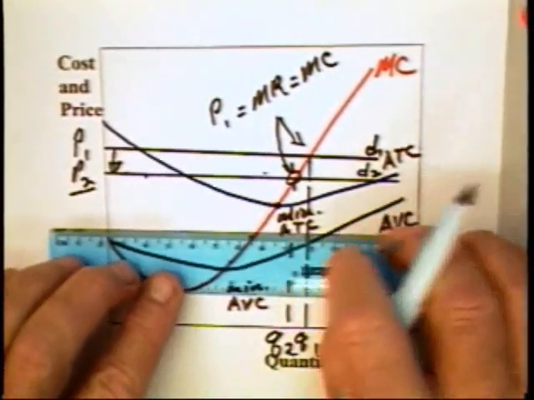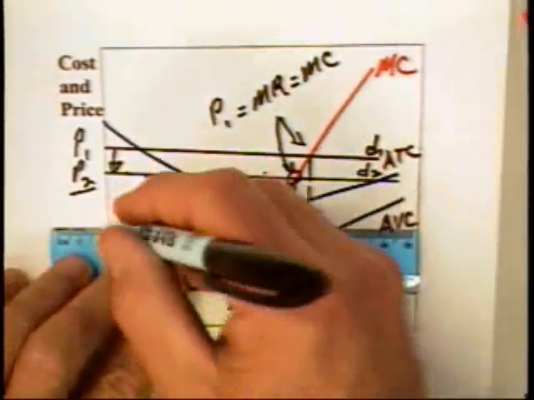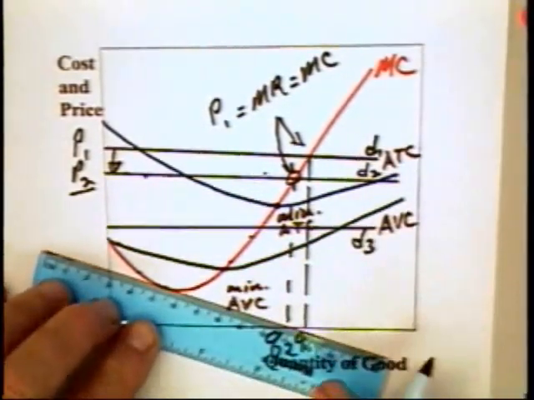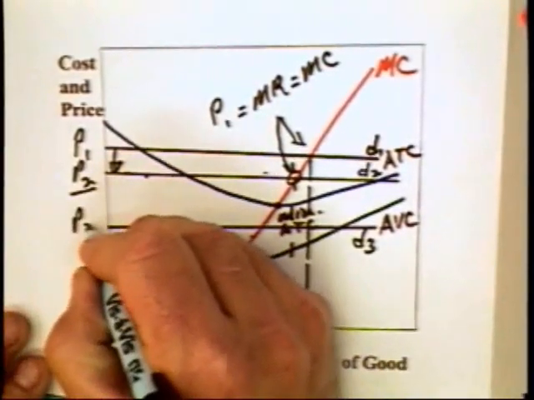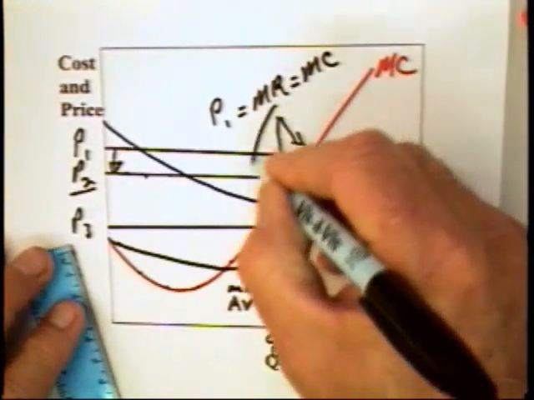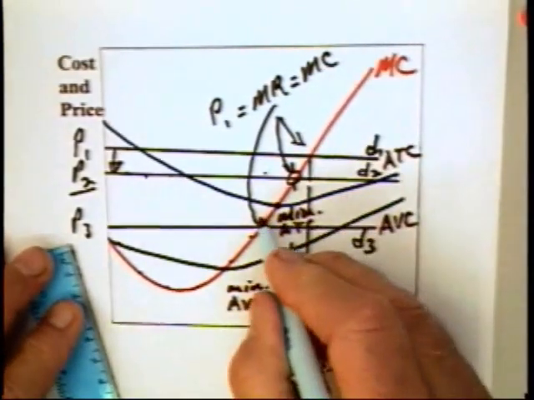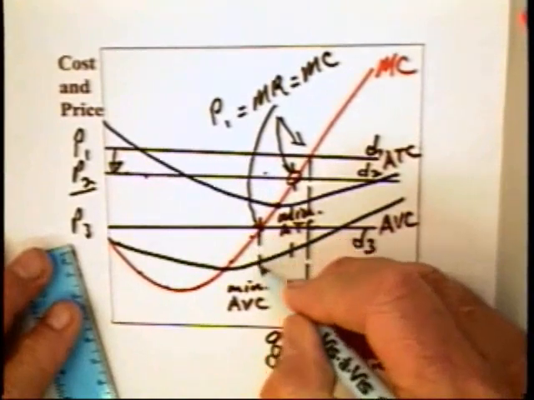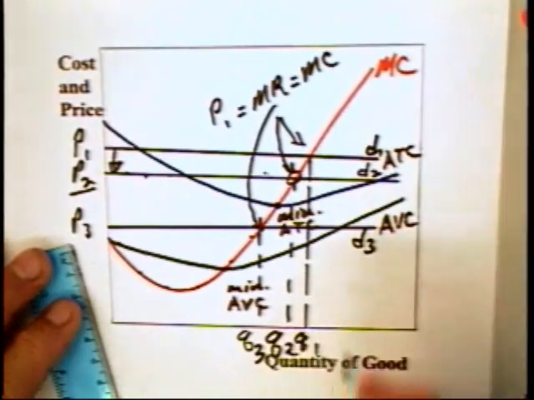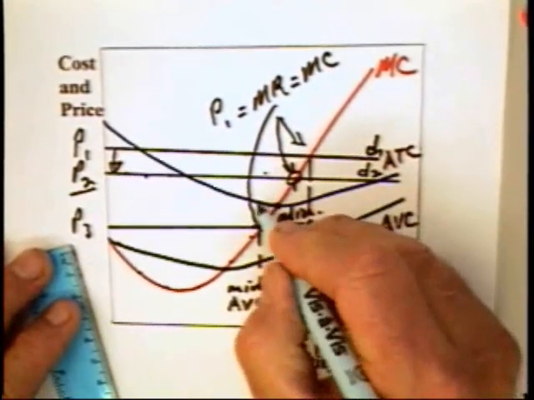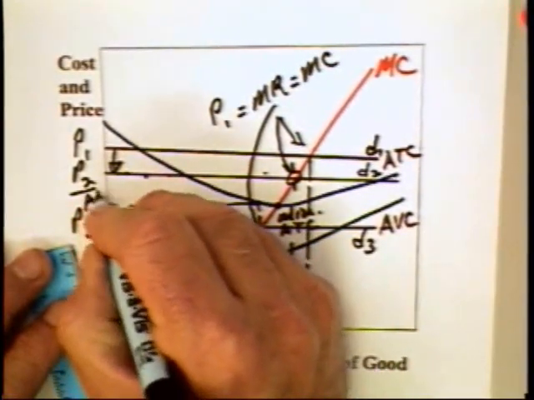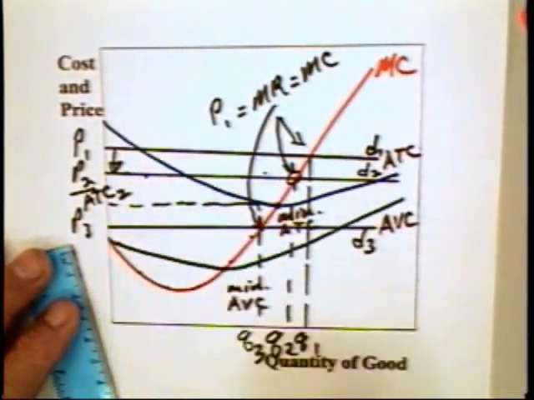Suppose that the price goes all the way down to this point. What should the firm do? When its demand curve, its marginal revenue is equal to P3. Well, again, it should produce where marginal cost is equal to marginal revenue, or an output level equal to Q3. Now, in producing that output level, you will notice that the average cost of production is greater than the price.